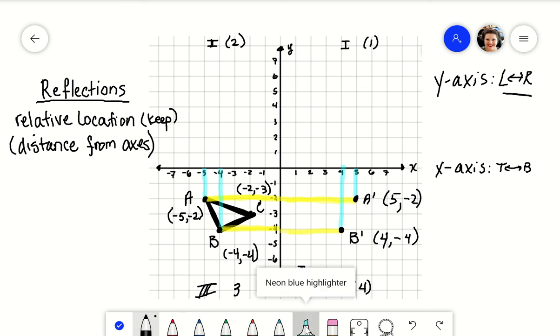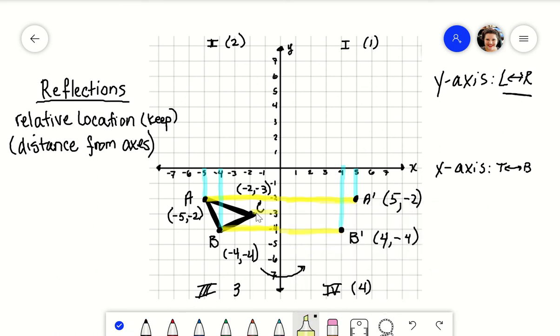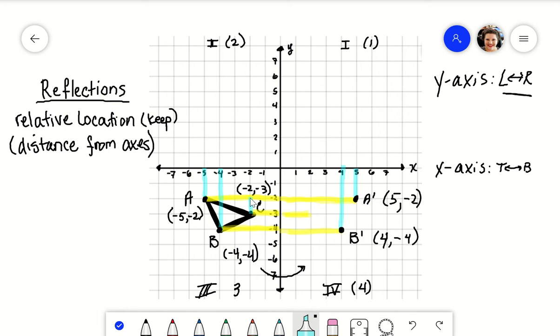And now I'm going to do point C. C is 2 units from y, so now I get 2 units from y. And it is 1, 2, 3 units from x. So I now have created my C prime. And this, again, because it's in quadrant 4, the x is positive and the y is negative.